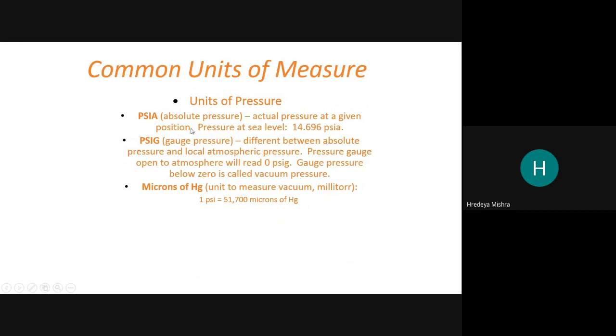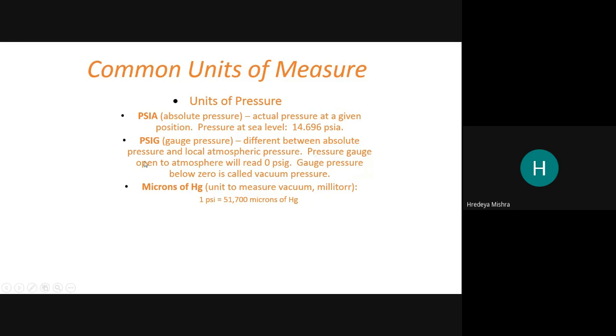Unit of pressure, PSIA system. Absolute pressure is the actual pressure at a given position; the pressure at sea level is 14.69 psi. PSIG is gauge pressure: this is absolute pressure, this is the gauge pressure.